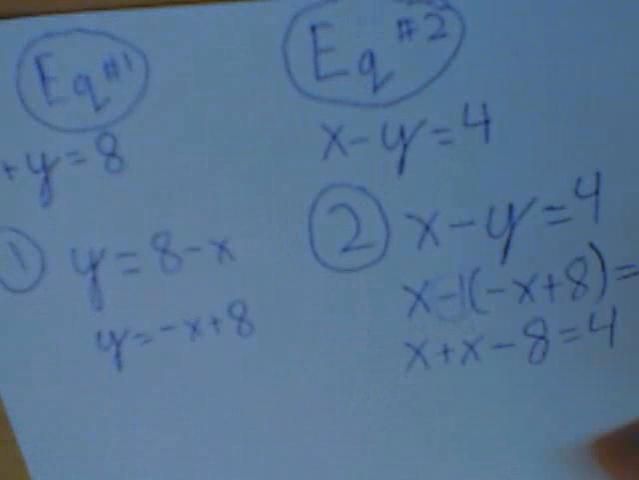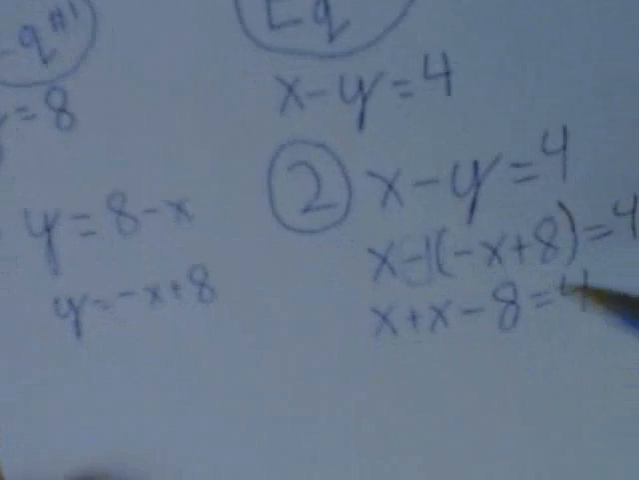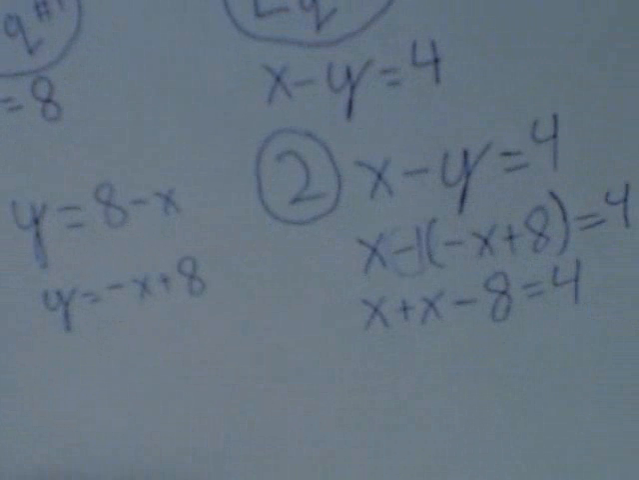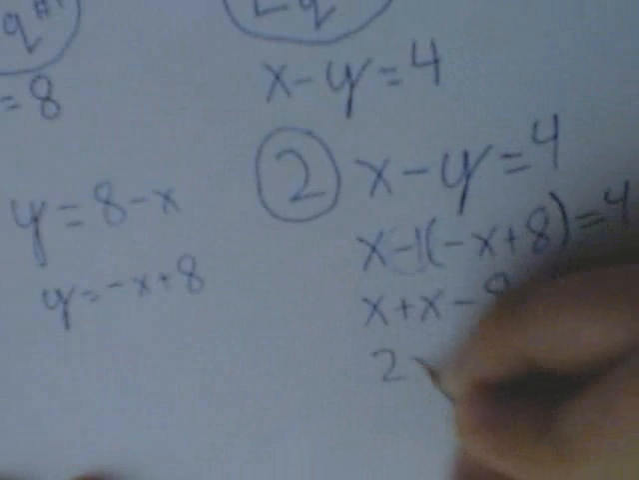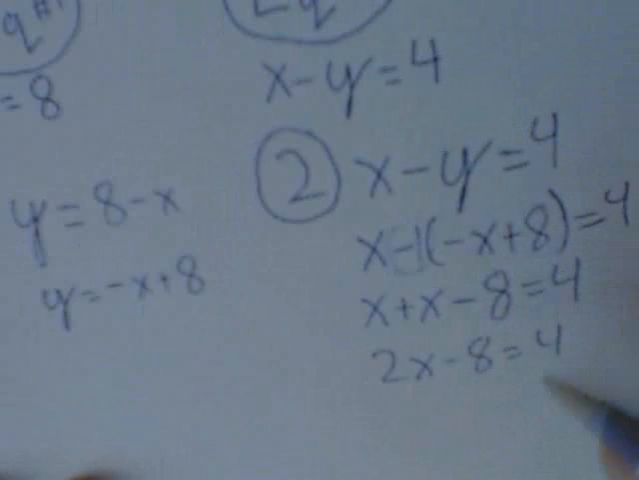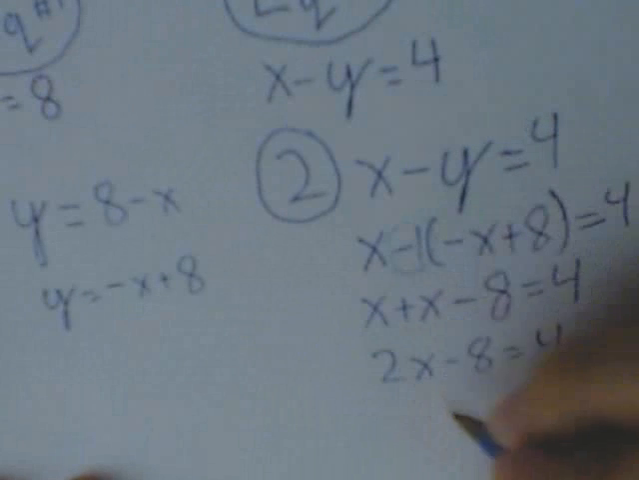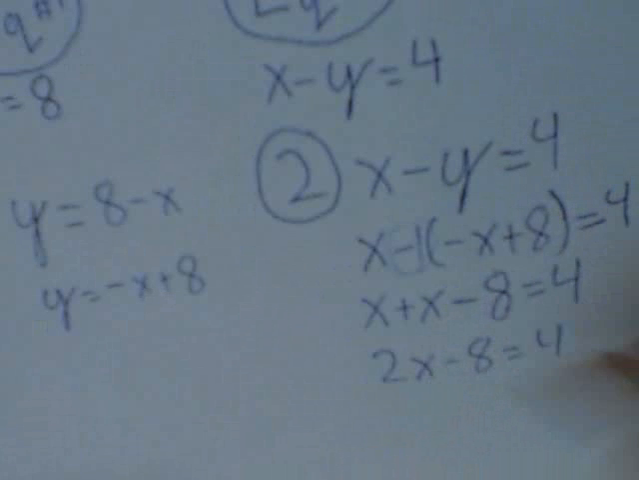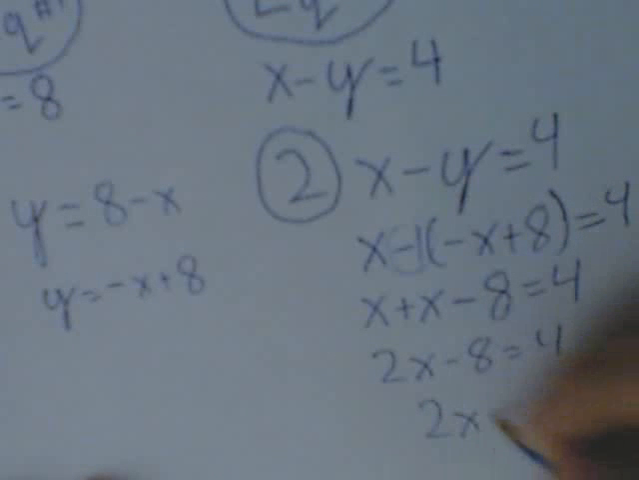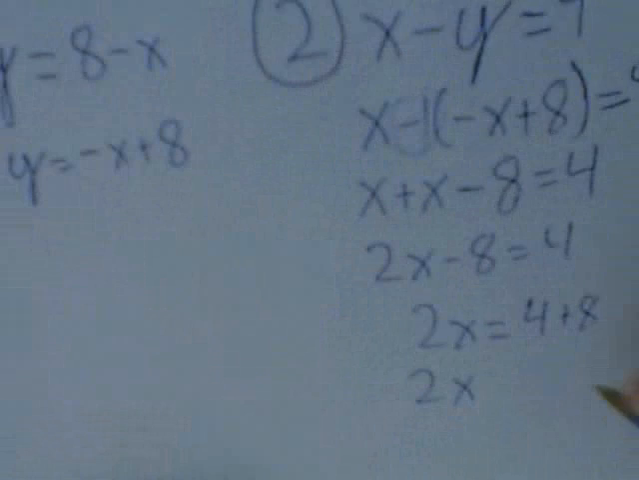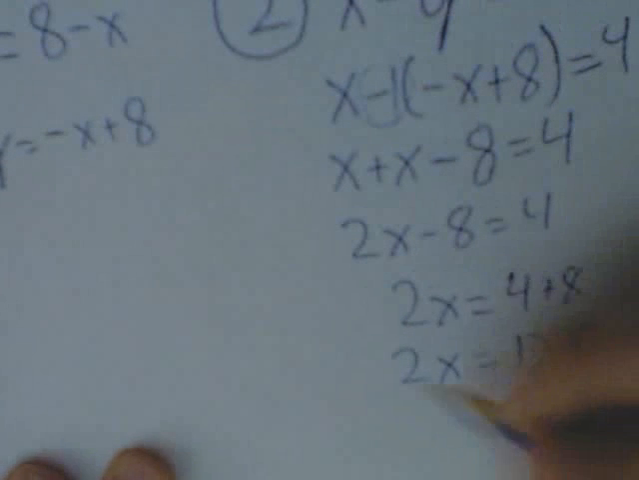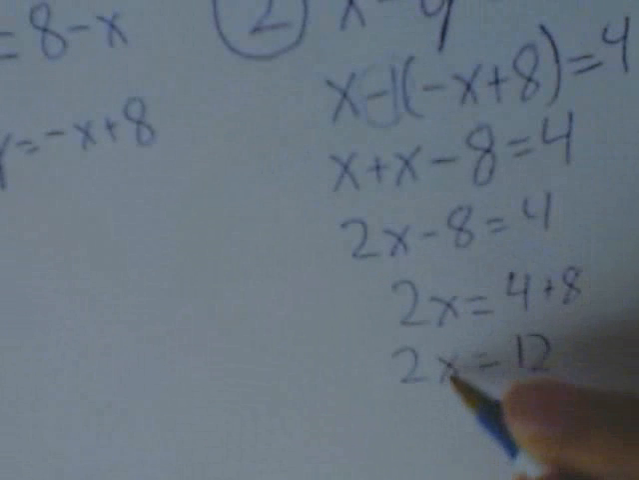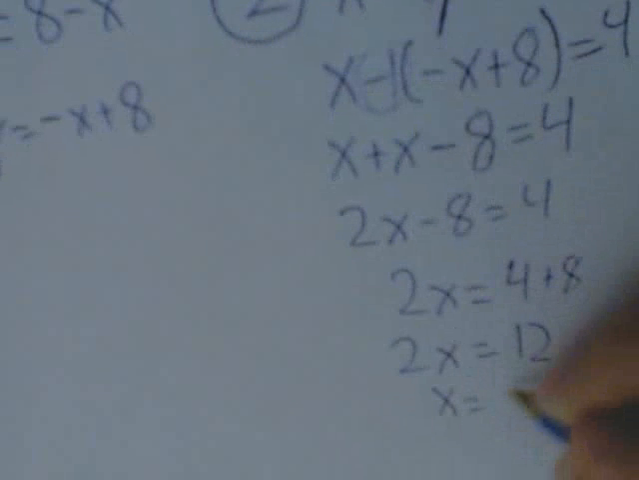So now you only have one variable in the equation. So you will now be able to solve for x. So let's do it. So x plus x, it'll be 2x minus 8 equals 4. Then we want to isolate this x. So you would add 8 to each side, as this is a negative 8. The 2x equals 4 plus 8. So 2x equals 4 plus 8 is 12. Then you divide both sides by 2 to isolate for this x. So x equals 6.